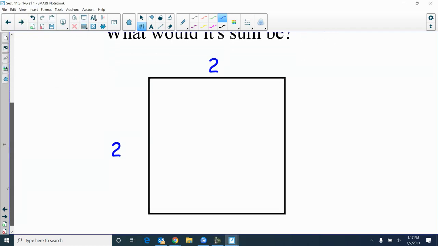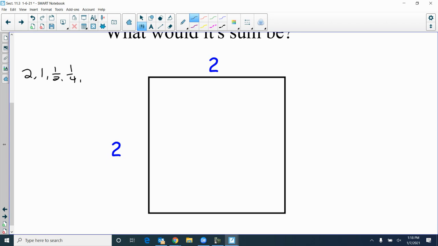All right, if you've got a 2 by 2 square, what's this area? 4. We know that, right? It's not rocket science. All right, think about our series, our sequence that we had. We had 2, we had 1, we had a half, we had a quarter.